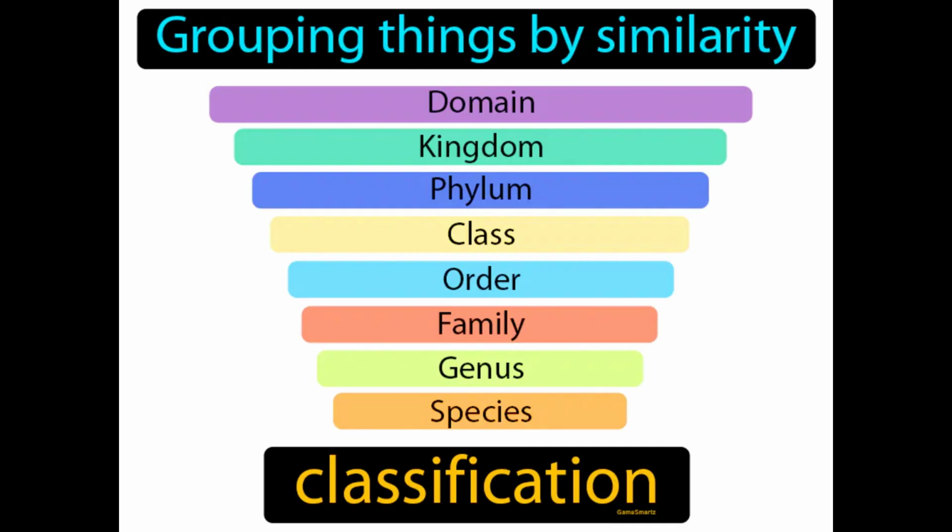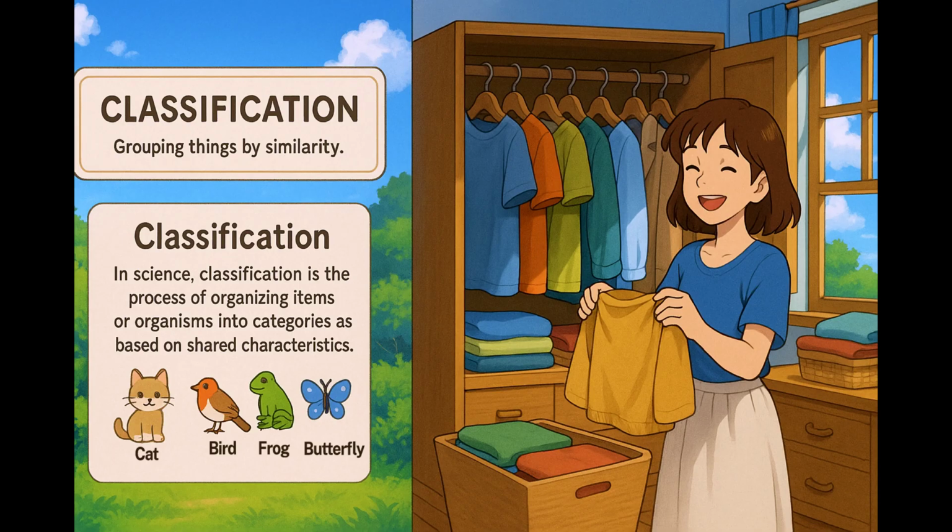Grouping things by similarity: classification. In science, classification is the process of organizing items or organisms into categories based on shared characteristics. Imagine you're organizing your messy closet, trying to find a way to sort clothes in a manageable way. Just like you might group shirts, pants, and jackets together based on their type or season, scientists classify items by grouping them according to similar characteristics.